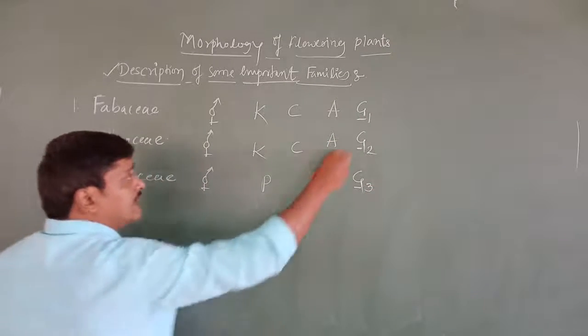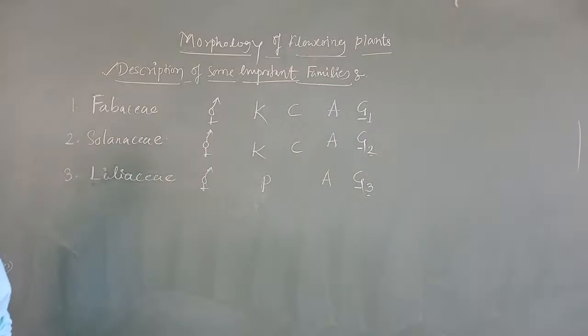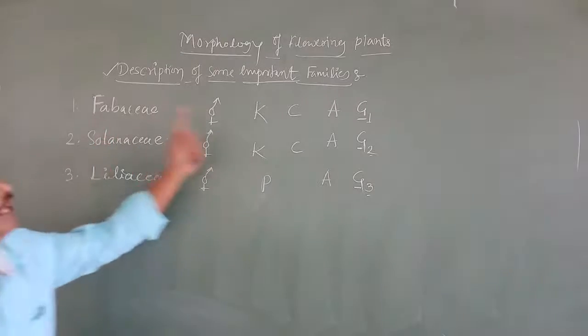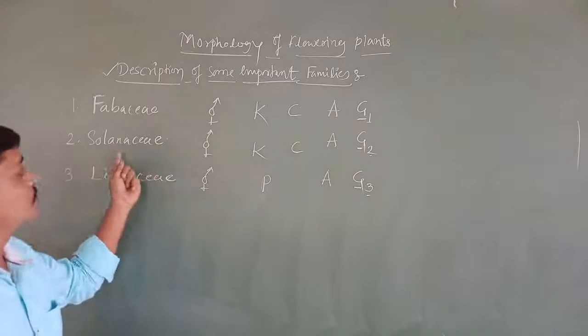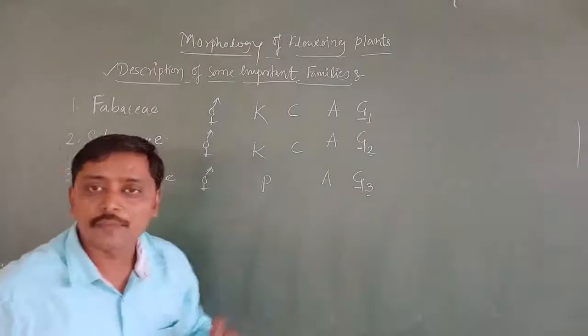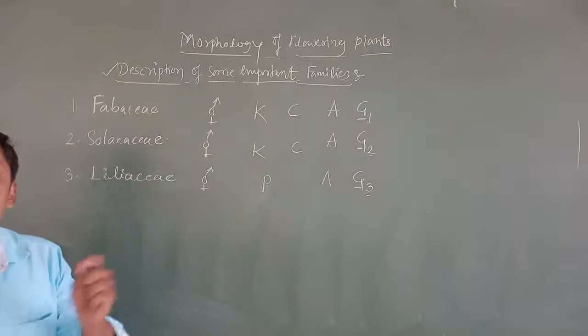And now these numbers are representing the number of carpels. How many carpels are present in Fabaceae? 1 carpel in the gynoecium. In Solanaceae 2 carpels are there, and 3 in Liliaceae, 3 carpels are there. And in all these families the carpels are united.